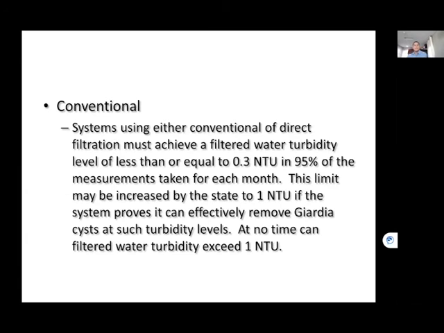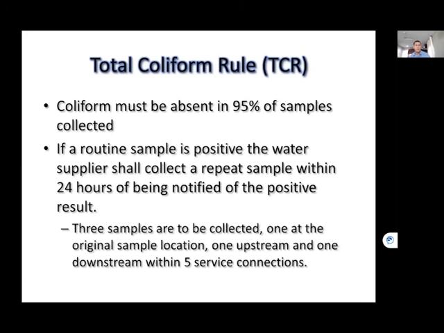Conventional systems using conventional or direct filtration must achieve a filtered water turbidity of less than or equal to 0.3, 95% of the time, for conventional treatment plants. It's different if you have a different treatment train. This limit may be increased by the state to 1 NTU if the system proves it can effectively remove Giardia at such turbidity levels, and never exceed 1. Total Coliform Rule.